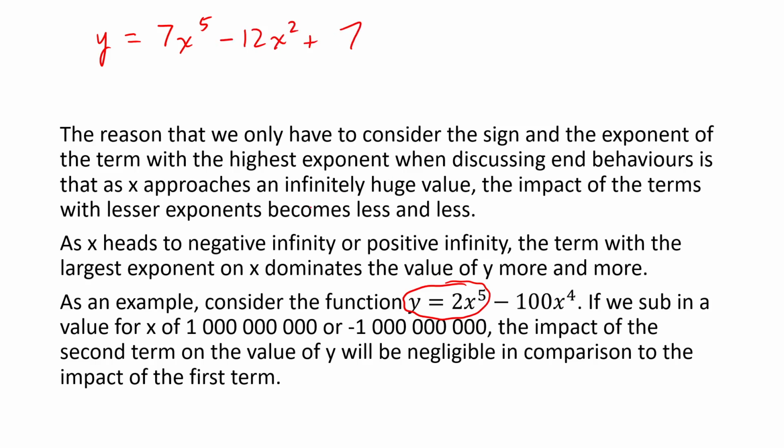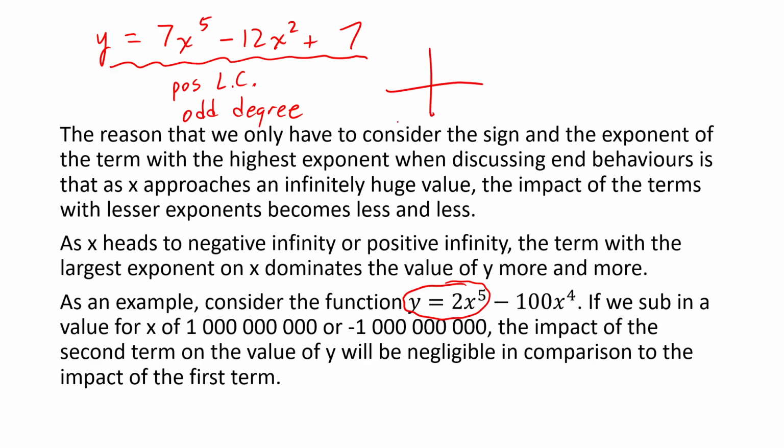Well, you don't need to actually graph that curve in order to know what its end behaviors are. What you can do is look at it and say, okay, this is a polynomial function. It has a positive leading coefficient. The leading coefficient is 7, and it has an odd degree. The degree is 5. Whenever a polynomial function has a positive leading coefficient and an odd degree, its end behavior is the same as the end behavior of the curve y equals x cubed, which also has a positive leading coefficient and an odd degree.